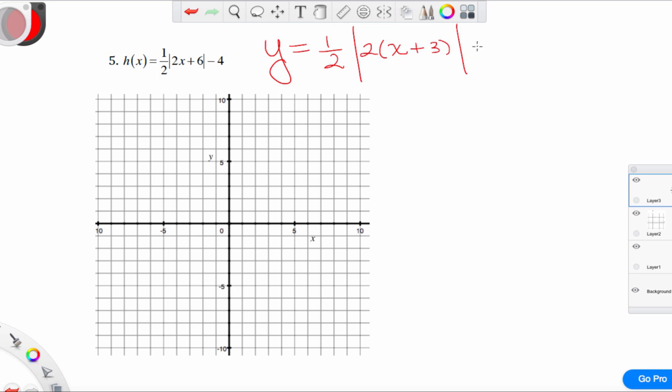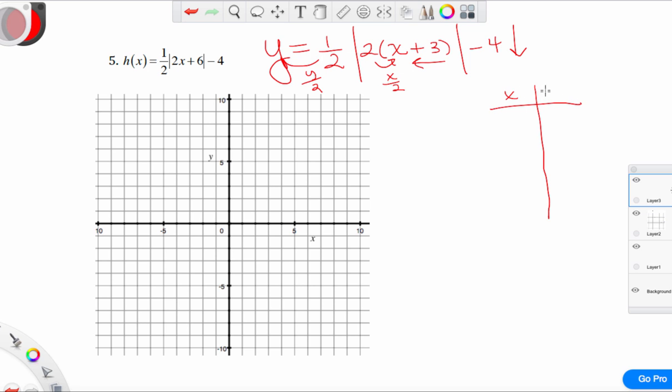That's good. And then the minus 4 on the outside is going to go down 4, and then the plus 3 on the inside is going to go to the left 3. That 2 is going to take your x's and divide them in half, and the 1/2 in front is going to take all your y's and also divide those in half. And there's no reflections, which is good, less to think about.